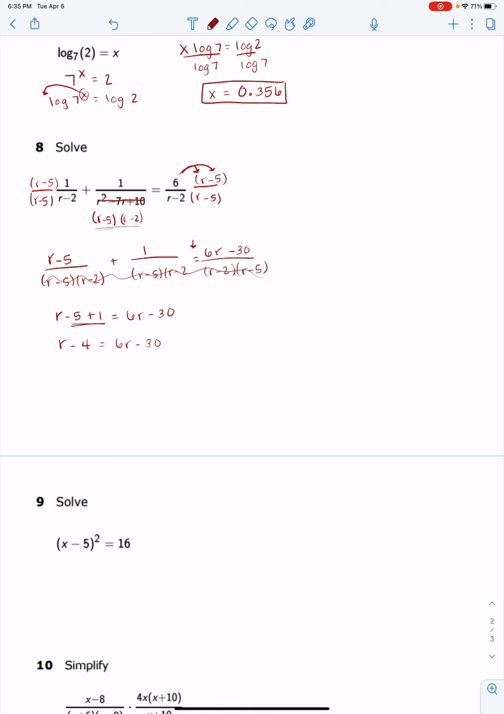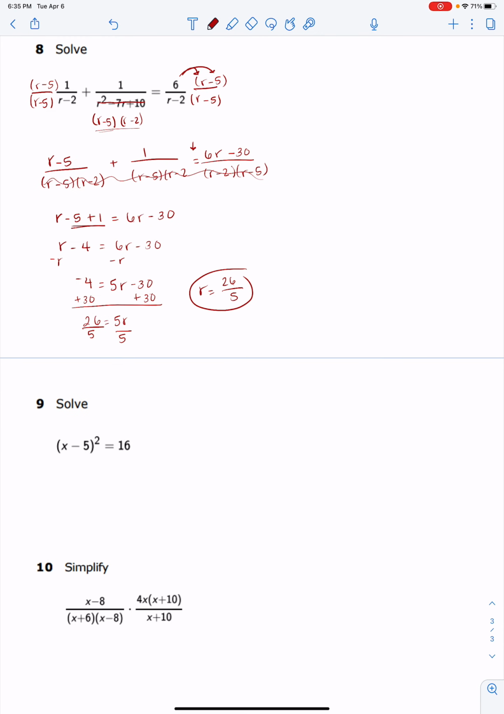So now we're just going to solve for r. So if I minus r, negative 4 equals 5r minus 30, add 30. So 5r equals 26, divide by 5. So r equals 26 over 5. Number 9.